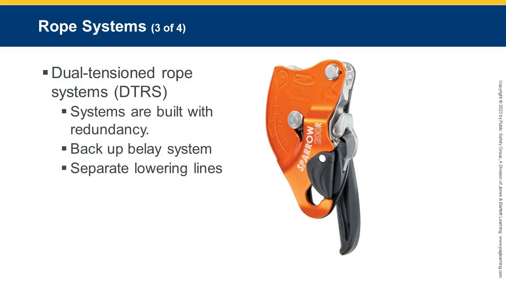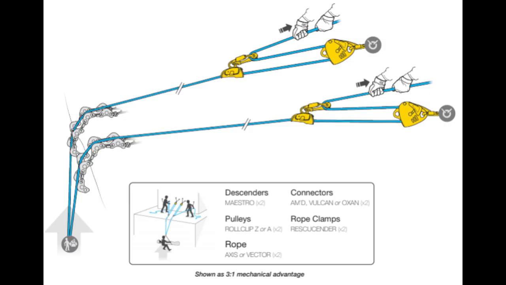One of the most important concepts in rope rescue is redundancy. In a rope system, you don't ever want the failure of a single point to result in a catastrophic failure of the entire system. That's where dual-tensioned rope systems, or mirrored rope systems, come in. So, what makes a dual-tensioned rope system special? First, it's built with redundancy in mind. That means there's always a backup in place.